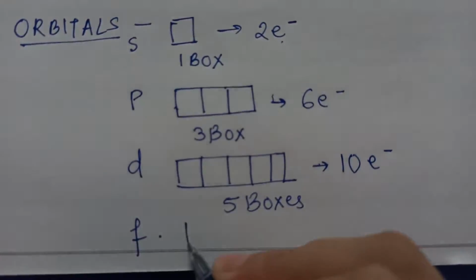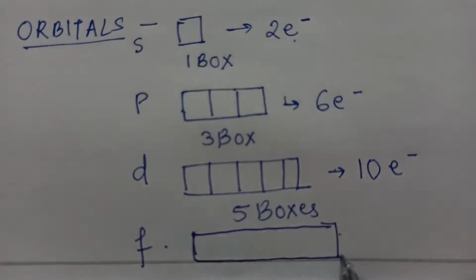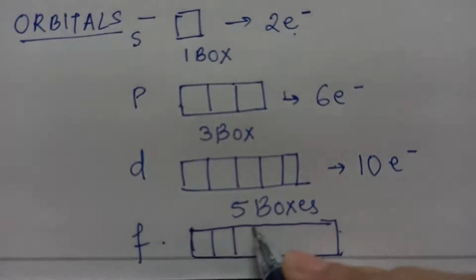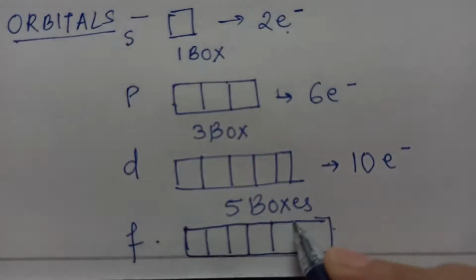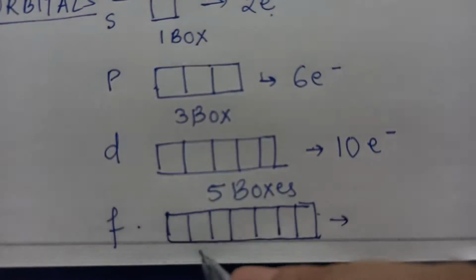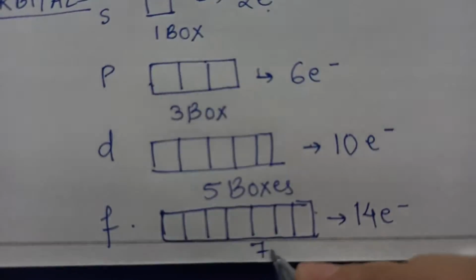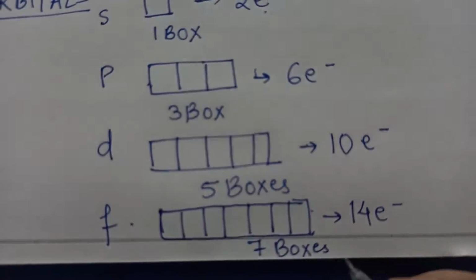Similarly, F orbital has 7 boxes. Total 7 boxes: 1, 2, 3, 4, 5, 6 and 7. So one box can hold 2 electrons, so 7 can hold 14 electrons. F orbital has 7 boxes.